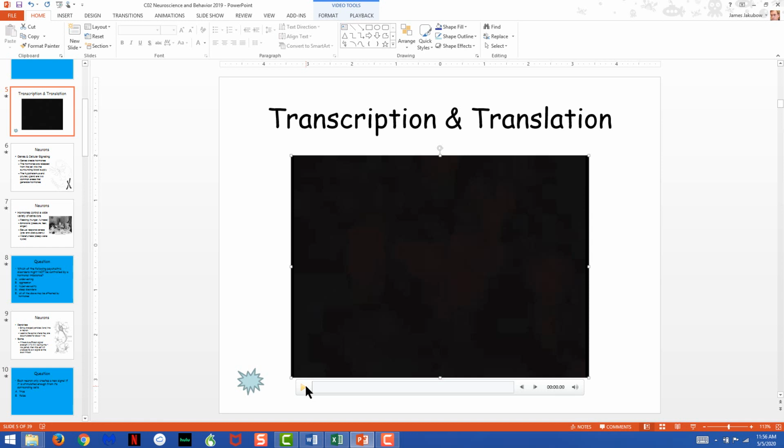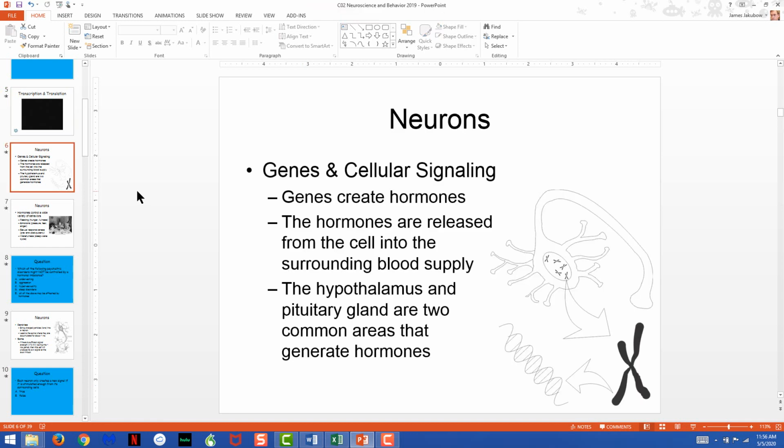Now, when we talk about genes and cellular signaling, what we're really doing is talking about these two basic ideas that I've been talking about. Genes create hormones. The hormones get released from the cell into the surrounding blood supply. Two of the most common areas in your brain, specifically, that release hormones are your hypothalamus and your pituitary gland. And in fact, sometimes that's referred to as the hypothalamic pituitary axis.